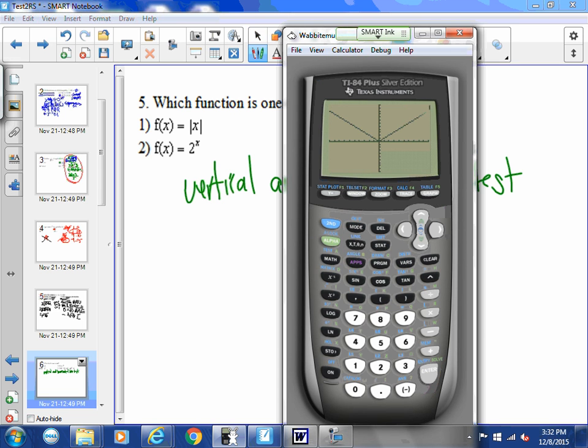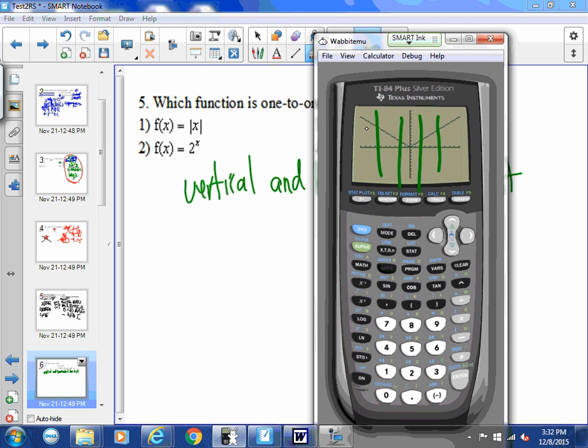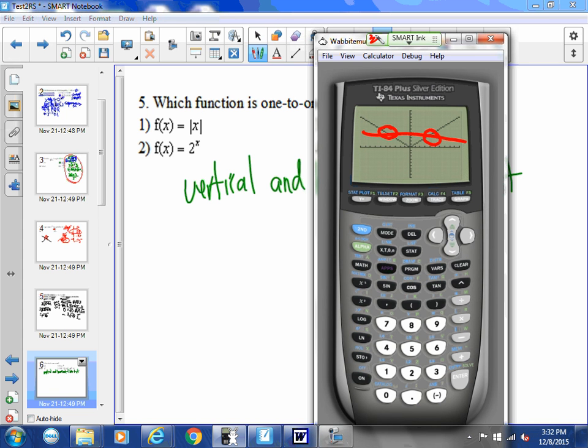Does this pass the vertical line test? Yes. It passes the vertical line test. So that makes it a function. Does it pass the horizontal line test? Nope. So that can't be your answer.